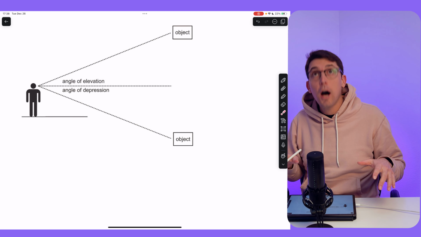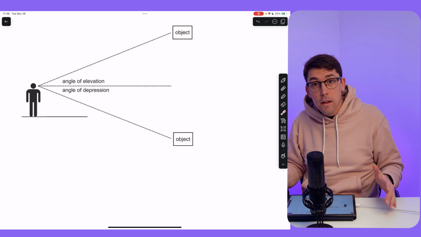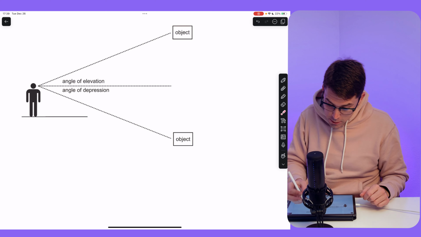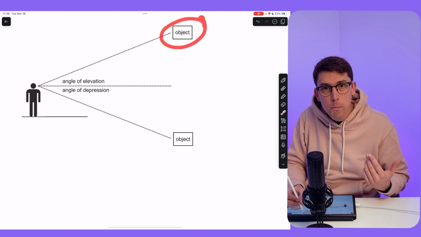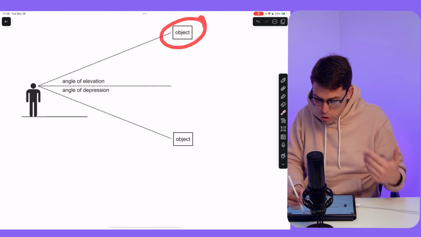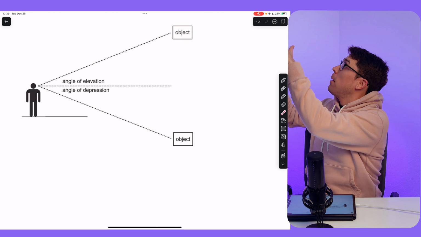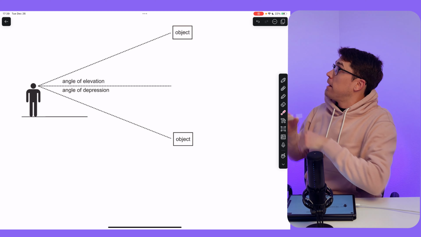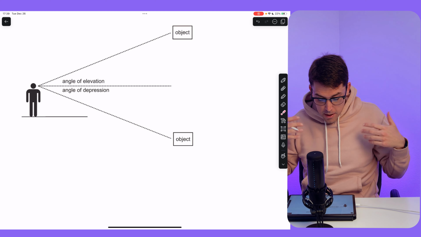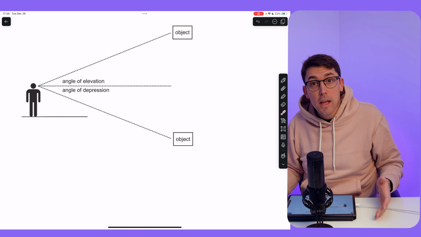And if we look up, if we elevate our head, we are going to have an angle of elevation. So if we're looking at an object up here, maybe it's an airplane, top of a building, or a tree, something that's taller than us, when we look straight and then we look up, we're elevating our line of sight. Therefore, we are going to have an angle of elevation.